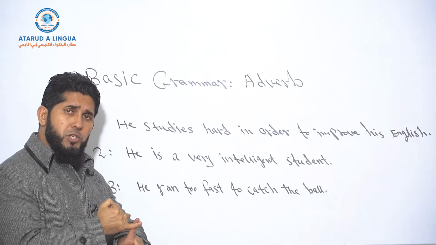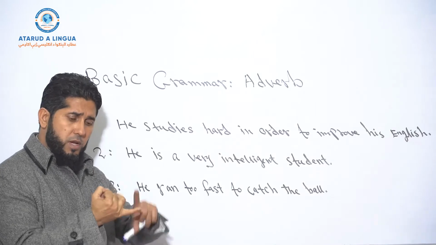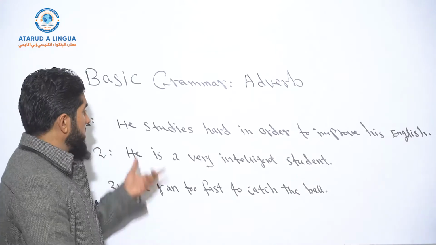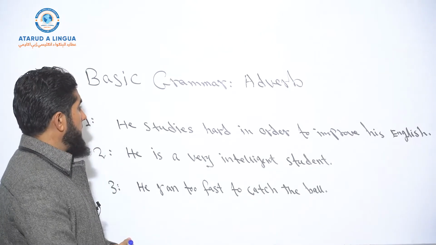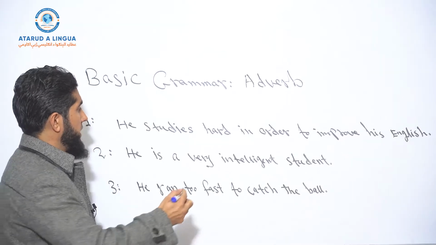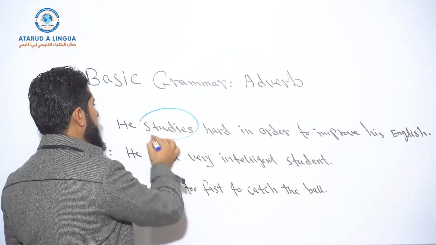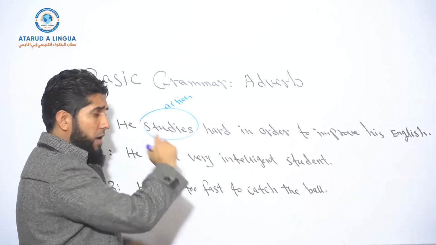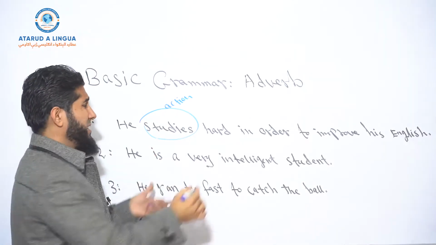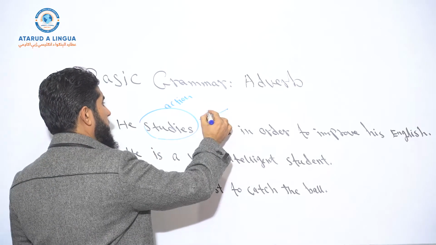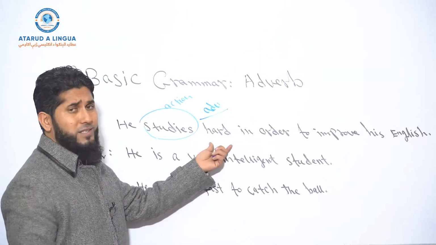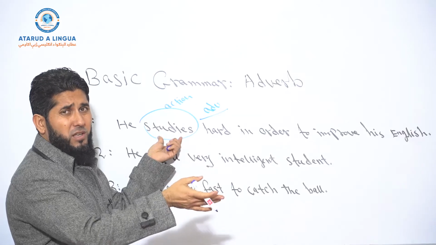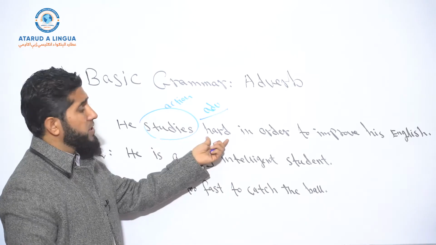So what I was saying over here, I want you to look at these examples. A word which describes a verb, an adjective, or another adverb is called an adverb, okay? So in our first sentence, he studies hard in order to improve his English. He studies hard. So this is an action. This is a verb, okay? And now the question is, how does he study? He studies hard. So the word hard is an adverb because it tells us something about this action, in which manner this action is done. Okay, so it is an adverb of manner.